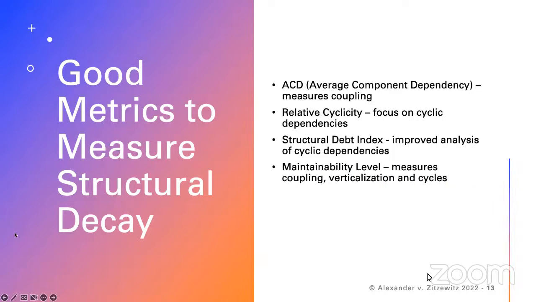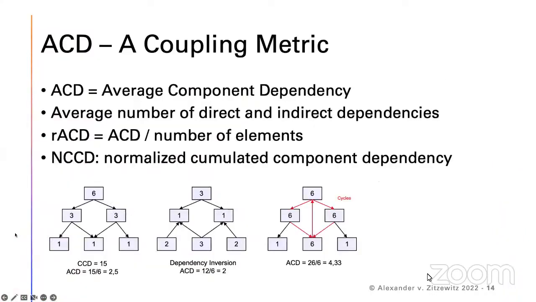And maintainability level is something like an overall score that could also be used as something like an architectural fitness function for maintainability. That's actually quite a powerful metric, which you can use as an early warning indicator. That's something we developed in the last couple of years together with our clients.